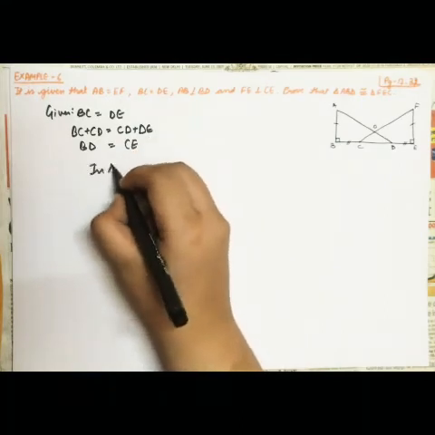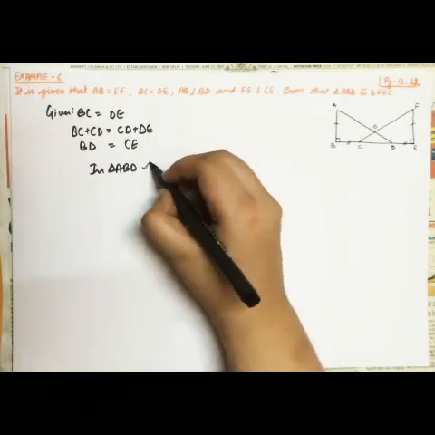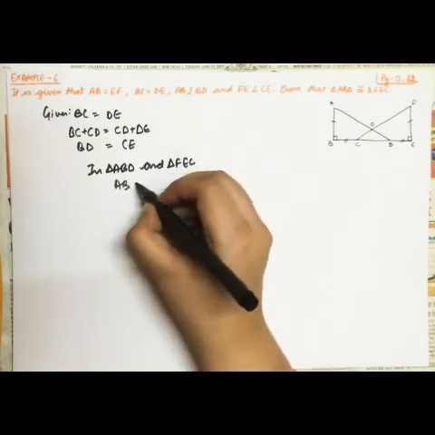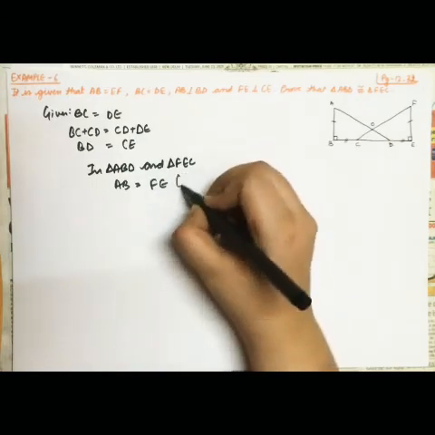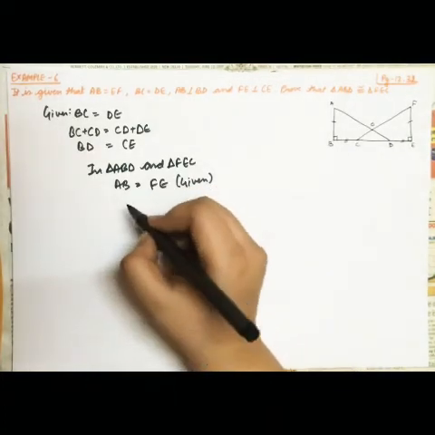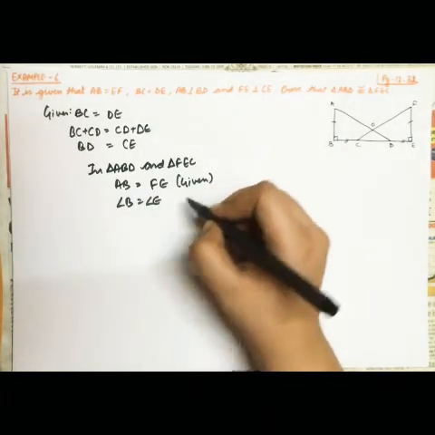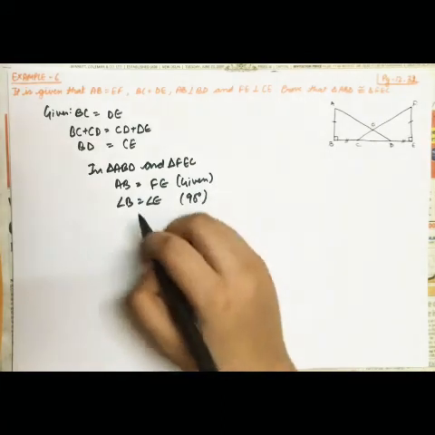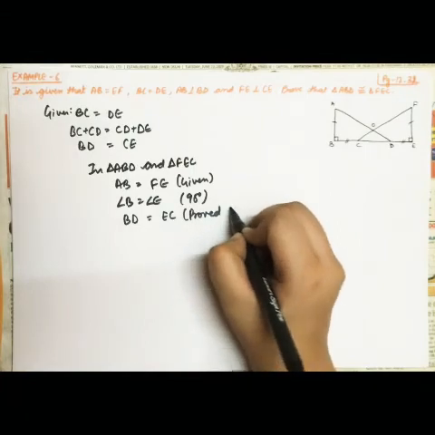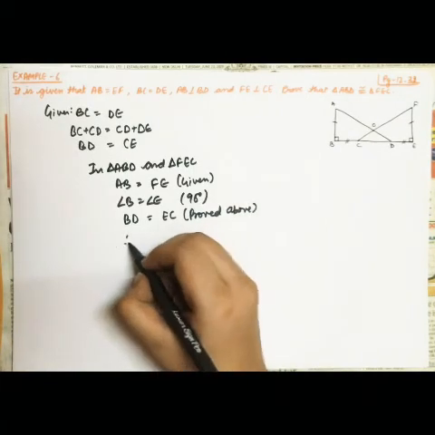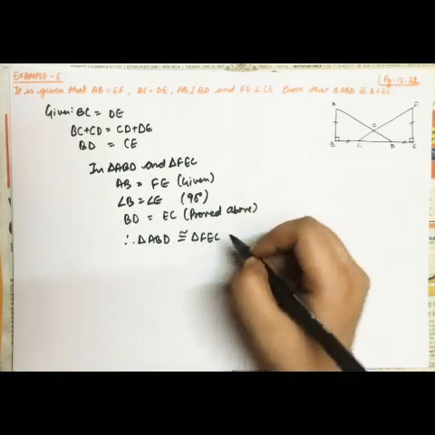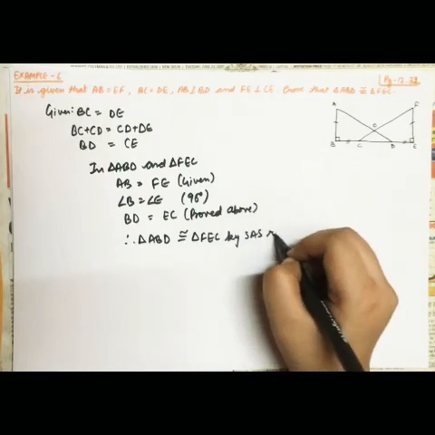Now in triangle ABD and triangle FEC, we can say that AB is equal to FE as this is given to us. Similarly, angle B is equal to angle E as they both are 90°. Now BD is equal to EC, which we have proved. Therefore triangle ABD is congruent to triangle FEC by SAS rule.